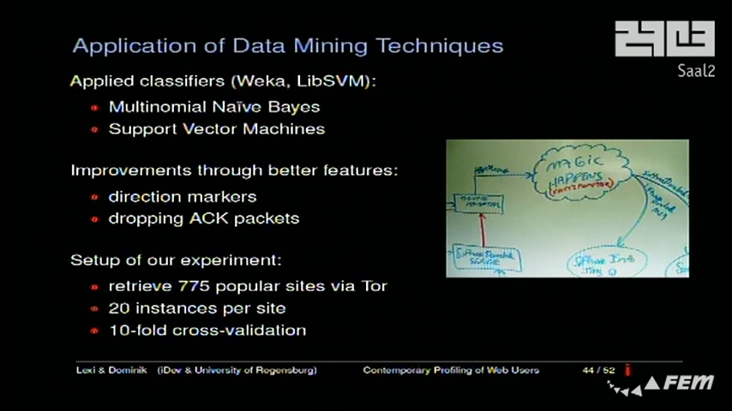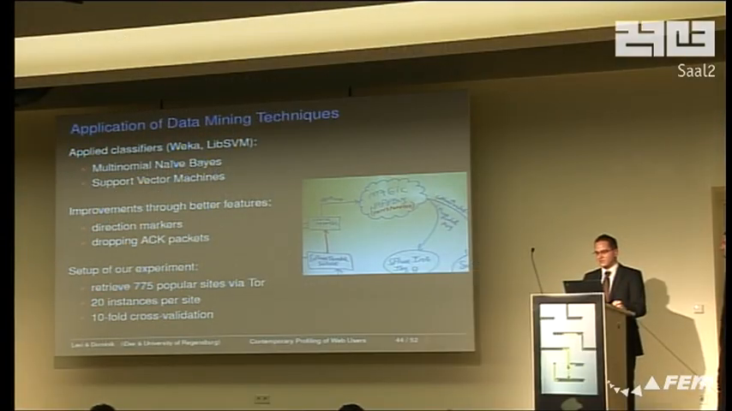An important part of machine learning in general is feature extraction. So far, I've only talked about extracting the packet sizes, and this doesn't work really well, at least not for Tor. For Tor, colleagues of mine found that you need other features in order to get more discriminating features. These are direction markers and dropping acknowledgement packets. So you drop all the acknowledgement packets, and what remains is accumulated as long as the stream flows in one direction. If 5 packets are downloaded by the client, you sum up their sizes, and that's your new packet size. So you aggregate it, and the order of flow is relevant now.